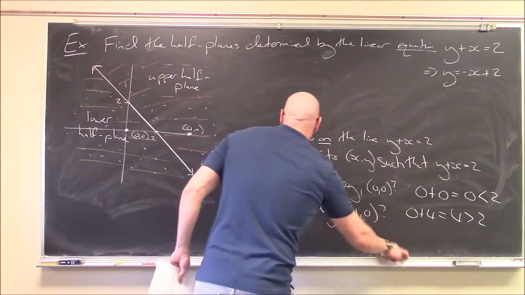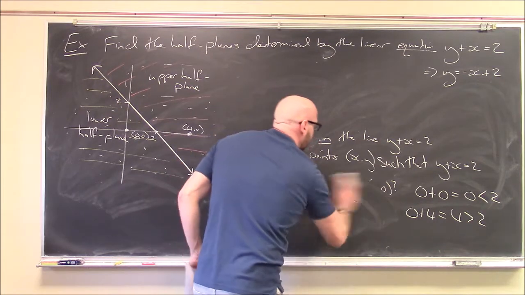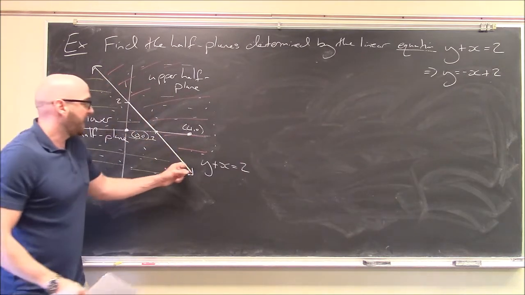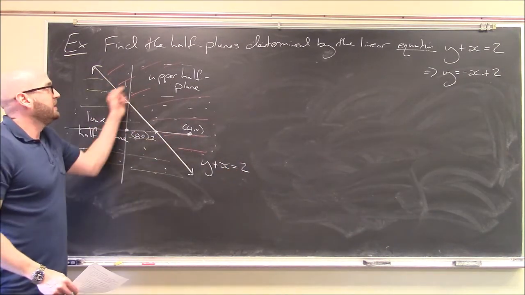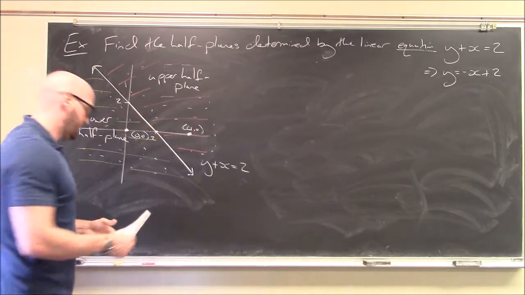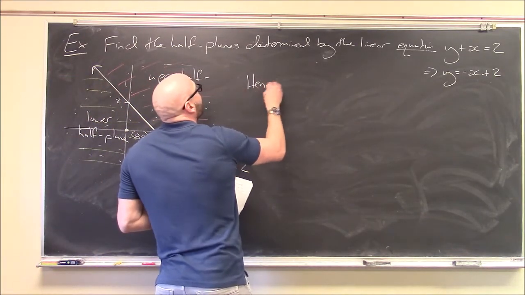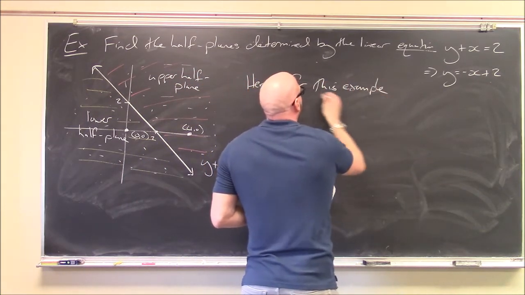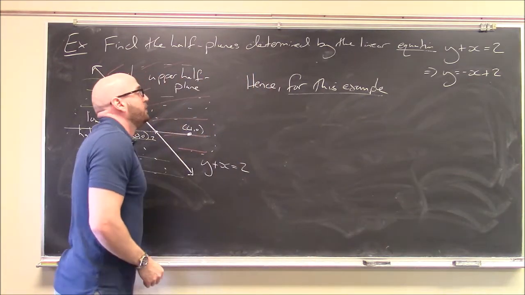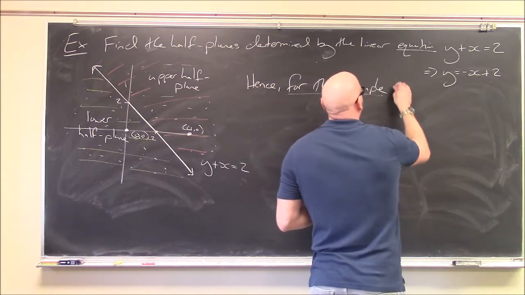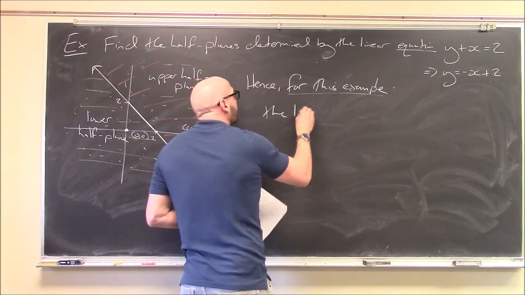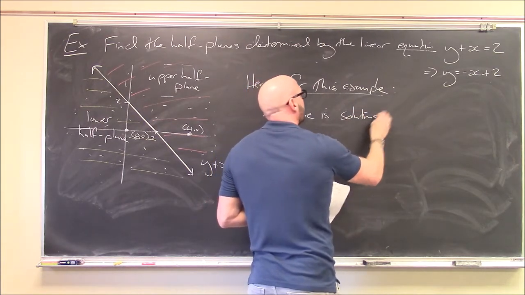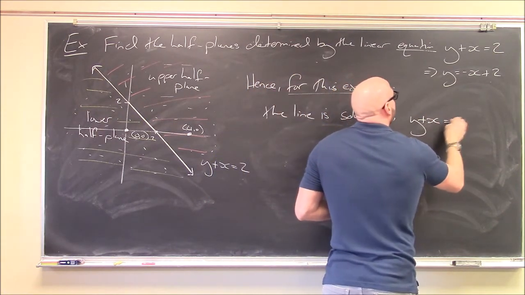Alright, so the observation I'm trying to make is that the points on the line satisfy the equality. The points in either half plane satisfy one of these inequalities. Hence, for this example, in particular, the line is the solutions to the equality y plus x equals 2.